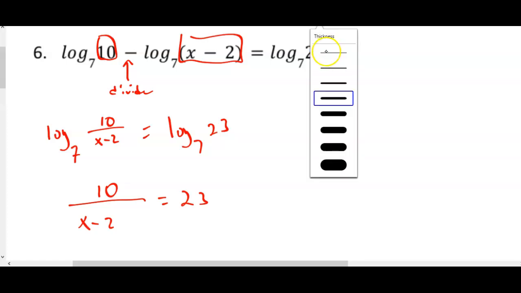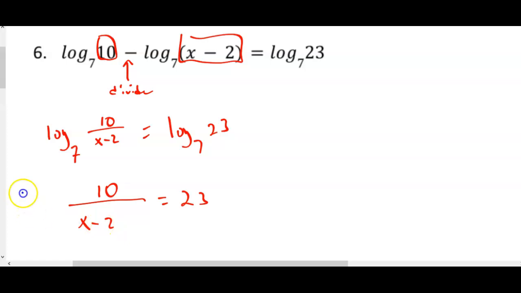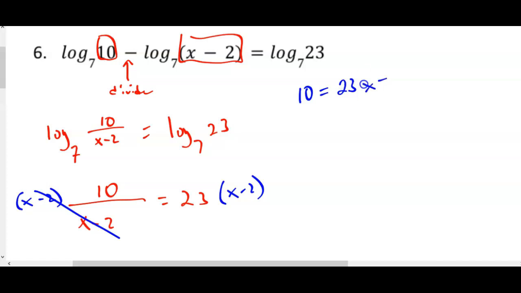And so now we're going to solve that. How we're going to do that is we need to get rid of this denominator on the left side. So we're going to multiply by x minus 2 on both sides. So you have 10 equals 23x minus 46. And so I'm going to add 46 to both sides.